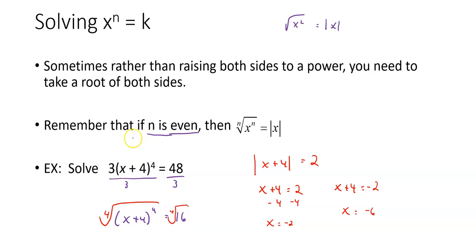Okay, what if I put in a -6? If I put a -6 in for x, I'd get 3 times (-2) to the 4th. Well, (-2) to the 4th gives me a positive 16, times 3 again is 48. So both solutions work. x equals -6, x equals -2.